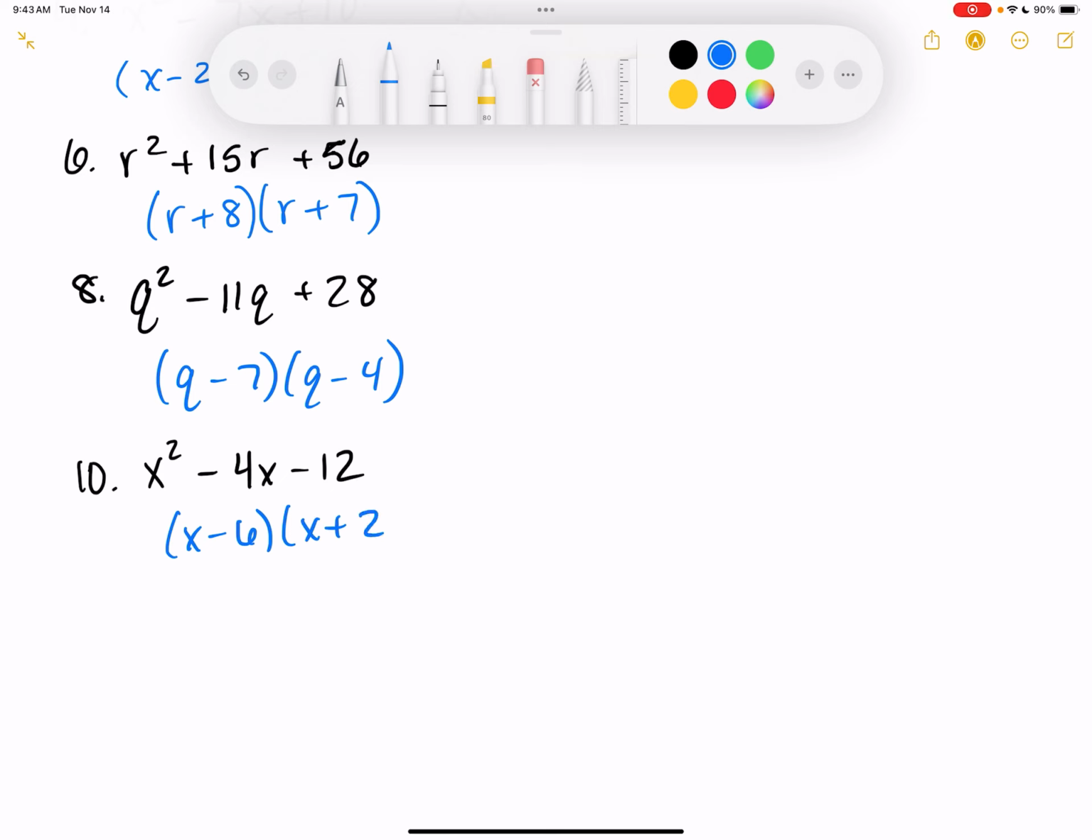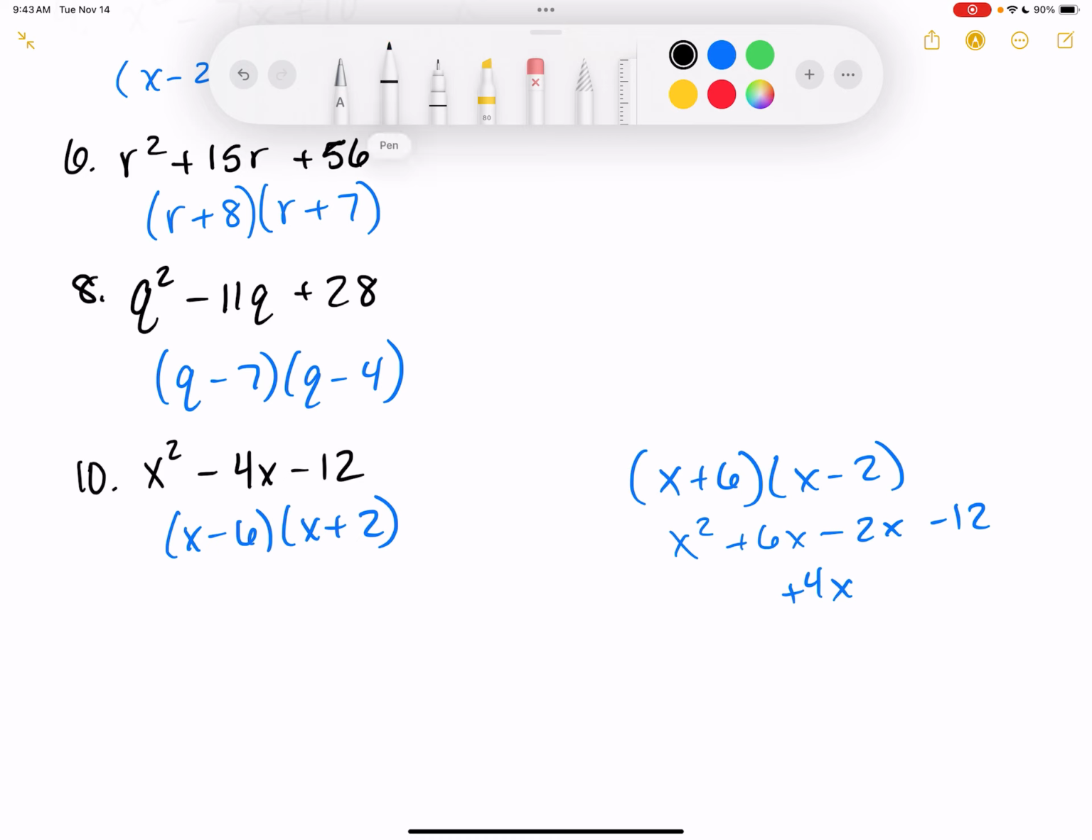What if you did x plus 6 and x minus 2? Does that matter? Yes. Because if I did x plus 6 and x minus 2, when I FOIL it again, I get x squared plus 6x minus 2x minus 12, and that's going to give me a positive 4x in the middle, which doesn't match. So yes, it does make a difference.